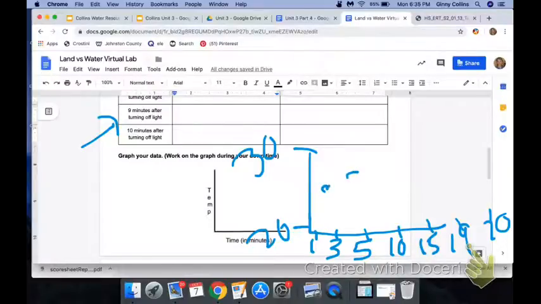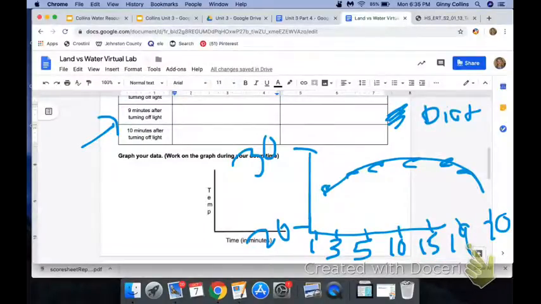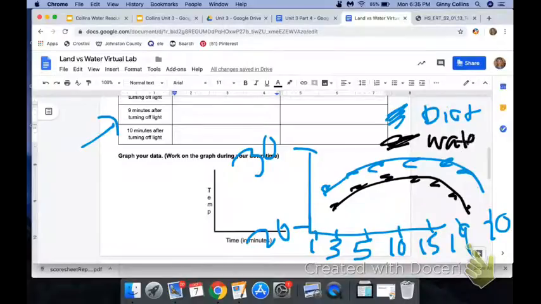I'm going to do a line graph showing my dirt temperatures, and I connect all the points, and I can do a little key that says dirt or land. And then in a different color or with a different symbol, I'm going to graph the water. And then I draw my little line, and then I can color in and put this as water. So by the end, you should have 2 line graphs, one representing dirt, one representing water. Don't just draw a fake line. I will be checking your data to make sure it actually matches up.